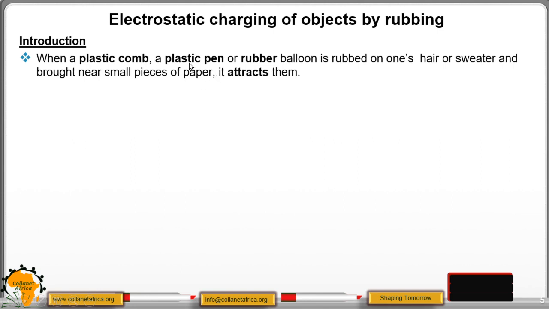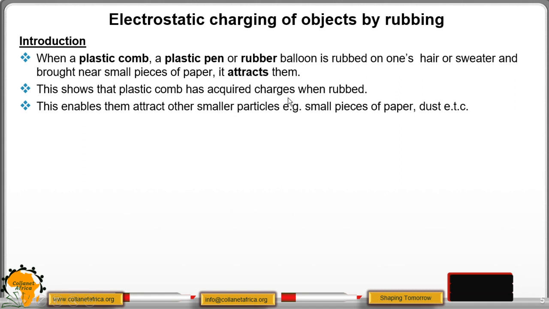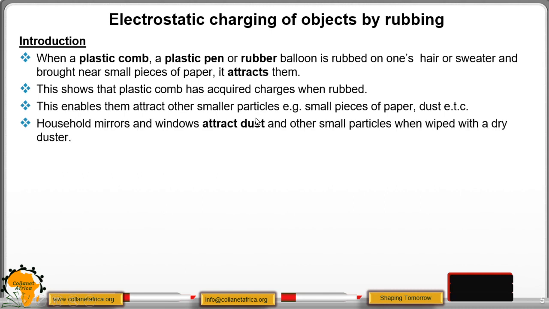When you do that, you will find that this plastic comb or plastic pen will attract the small pieces of paper. This shows that the plastic comb has acquired some charges when rubbing. And these charges are the ones enabling that comb to attract those small pieces of paper.